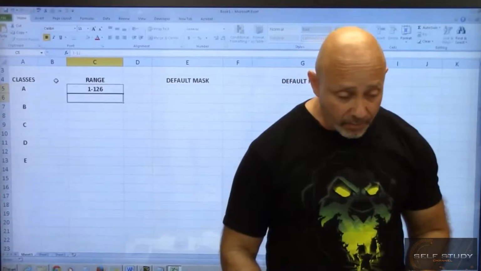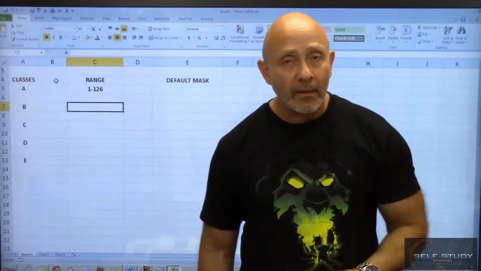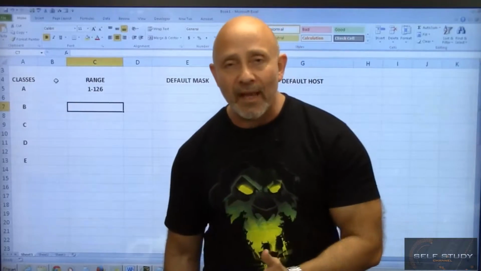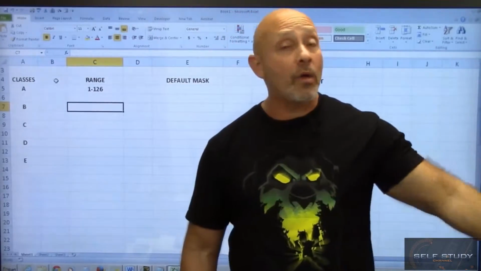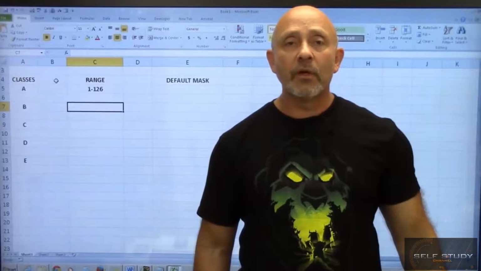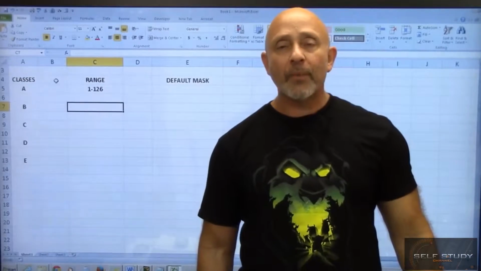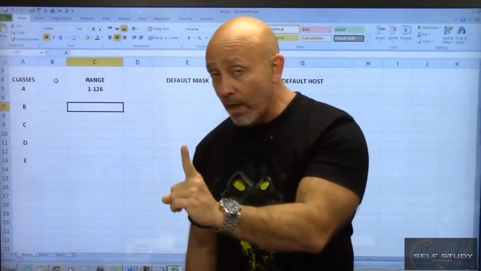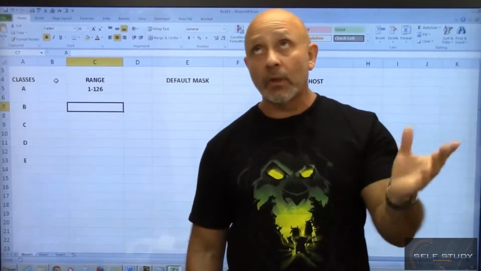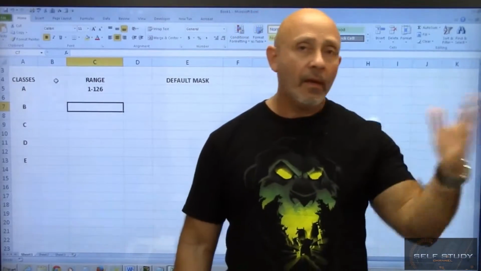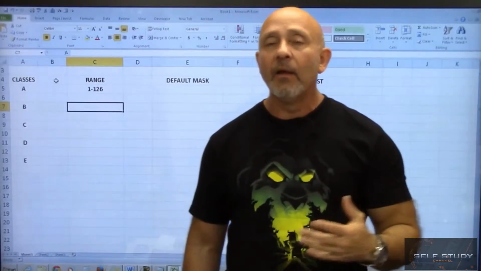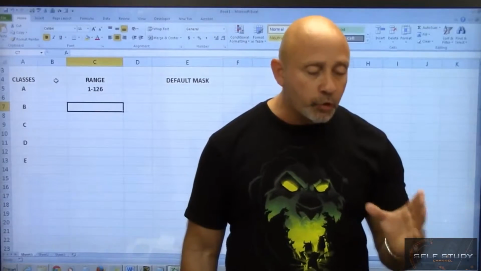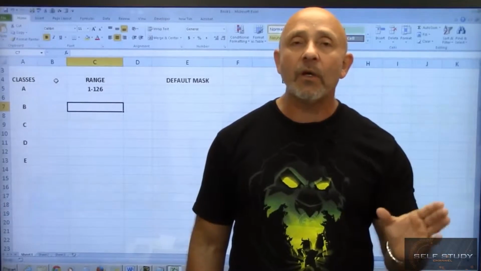What happened to 0? 0 is a default route. 0 is a reserved IP address, so it's not part of the range. What happened to 127? Well, we know that the whole 127 range is reserved for loopback purposes. The actual address is 127.0.0.1, but you can ping 127.232.250.1 and you'll still get a reply back from that particular IP address because it's all reserved for loopback. So that's why those two are not in the range of a class A.